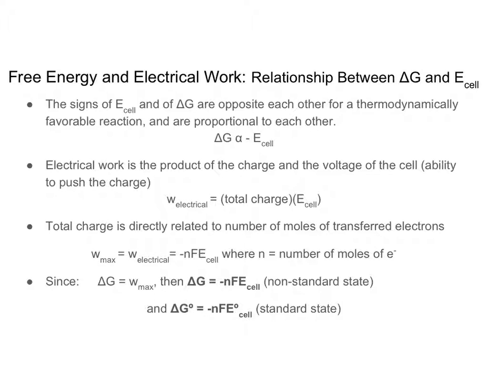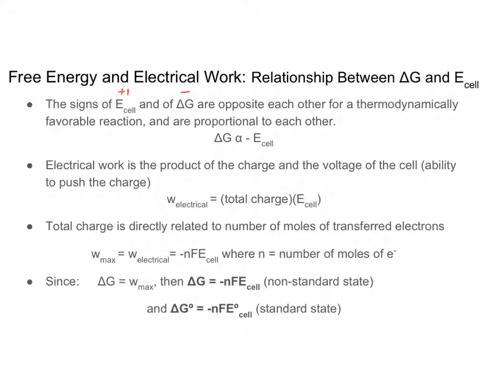So here we go. The signs of the cell potential and the change in free energy are opposite of each other when a reaction is thermodynamically favored, and are proportional to each other. What I'm saying is that if I have a cell potential that is positive and a change in free energy that is negative, that means that the reaction is thermodynamically favored. We learned that already, and I'm just tying that together.